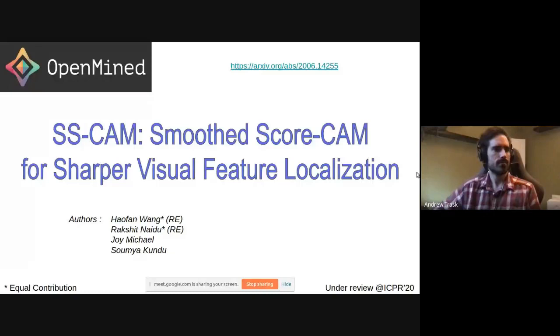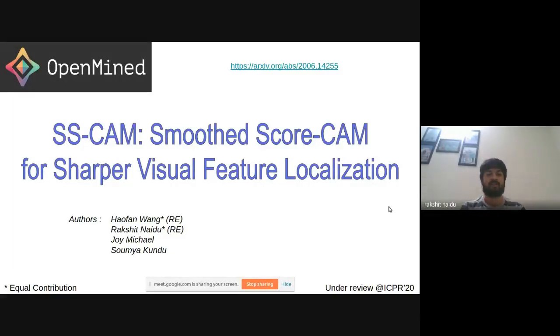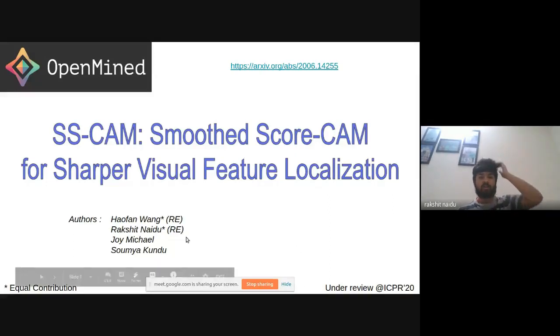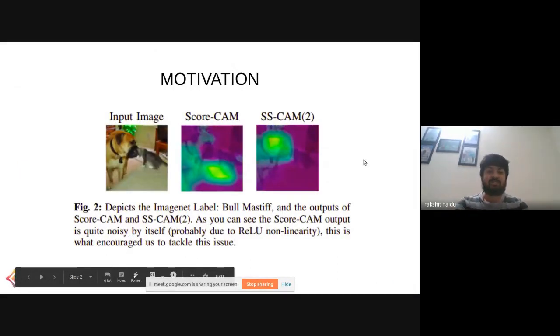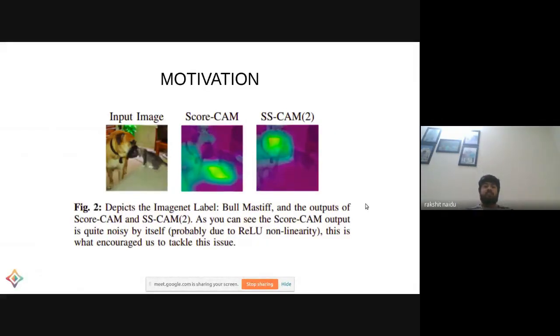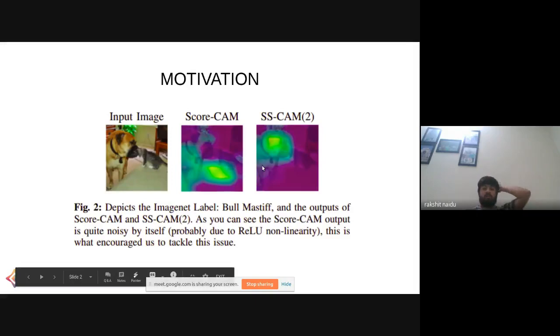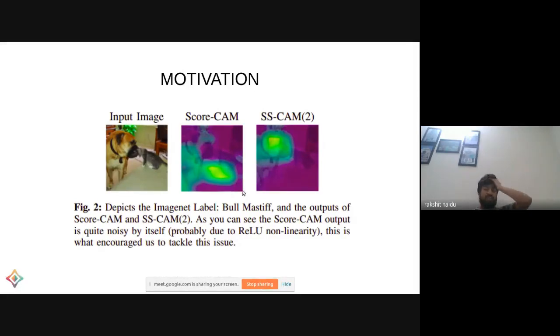Yep, there it is. Okay, so today I'll be talking about SSCAM, that's Smooth Score-CAM. This is joint work by Haofan Wang and two other colleagues of mine, and we just submitted this at ICPR, so we are really hoping for it to go forward. The motivation for this was that we compared it with Score-CAM, and we see that for some outputs, the Score-CAM output is quite noisy by itself. That's probably due to the ReLU non-linearity. So this is what encouraged us to tackle this issue.